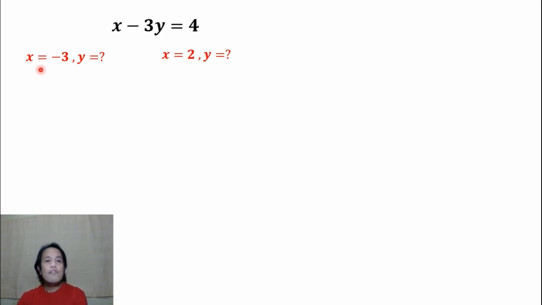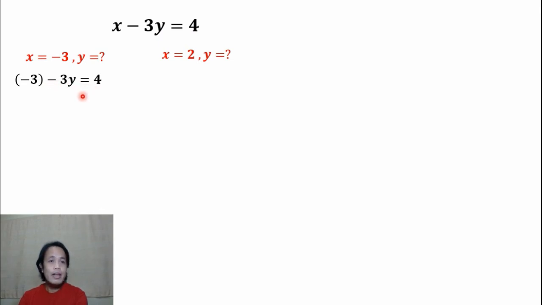So if our x is -3, we will substitute this value to our equation. So we have here the x, so instead of writing x, we change that with -3. Then we copy the remaining equation. So we have -3y equals 4.